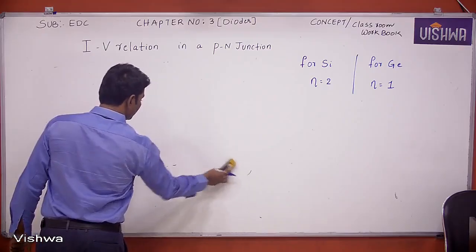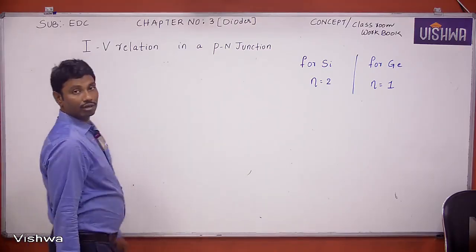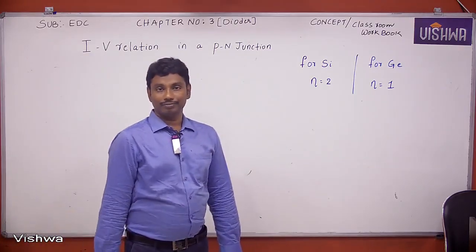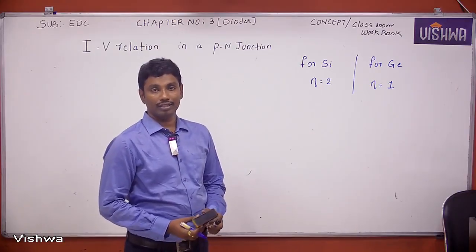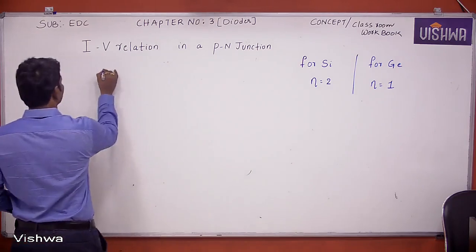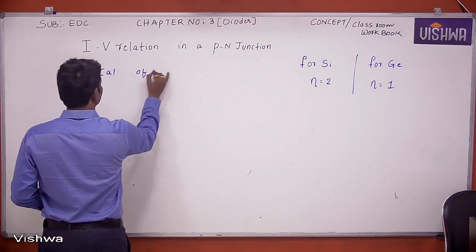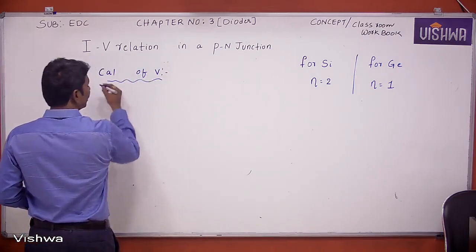V means voltage across the diode. Next heading, calculation of V. Voltage across the diode, how to calculate actually?